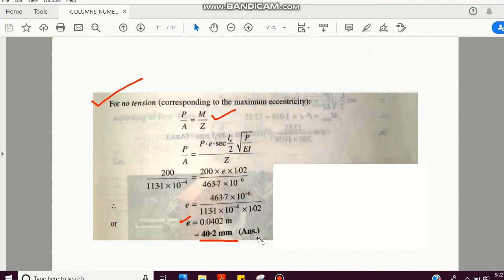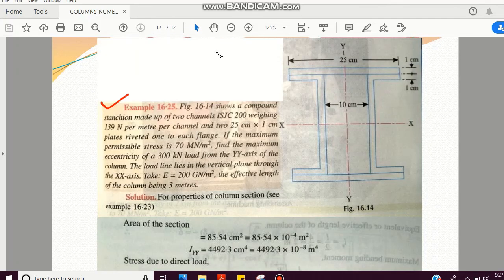This is the answer of the second question, which asks to find the maximum eccentricity in order that there may be no tension anywhere on the section. The first question was to find the extreme stresses, that is the maximum stresses, which we have already found in the previous slide. So this is the eccentricity value. This is the last numerical of the column section.